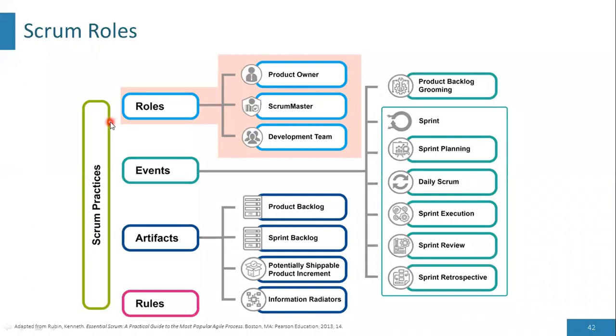Summarizing the Scrum roles. There are 3 Scrum roles: the product owner, Scrum Master, and the development team. We're going to take a deeper look into this in the next module, module number 4.